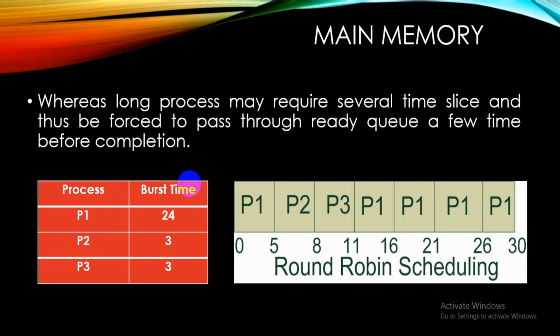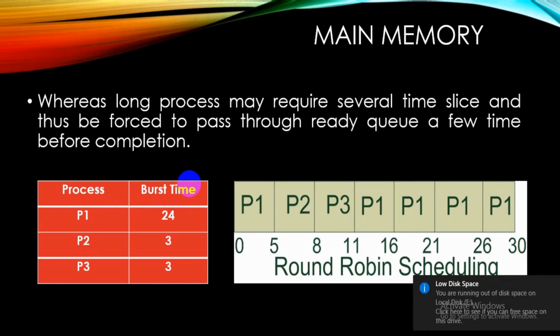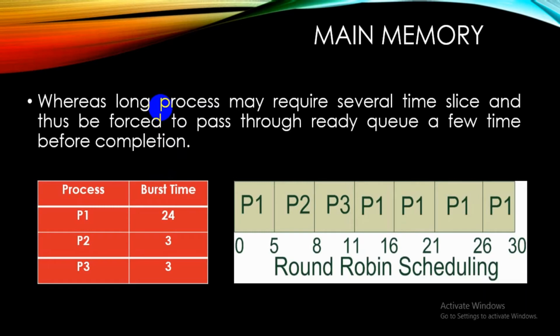As you can see in the table, there are three processes P1, P2 and P3. P1 has 24 seconds, P2 has 3 seconds, P3 has 3 seconds. As you can see in this figure, we have divided the time into slots of 5 seconds. P1 has 24 seconds, so it goes for 5 seconds. Now P1 has completed its slice. It's time for P2 to execute. P2 has an execution time of 3 seconds, so it goes for 3 seconds.